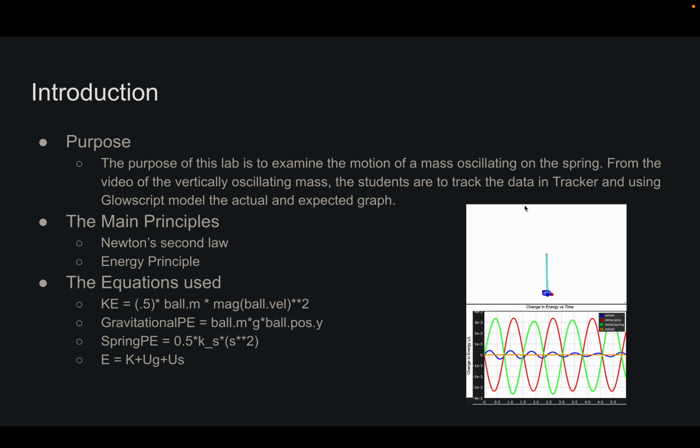The purpose of this lab is to examine the motion of the mass oscillating on the spring. From the video of the vertically oscillating mass, the students are to track the data in the Tracker and, using a closed-loop model, produce the actual and expected graphs. The main principles used were Newton's second law and the energy principle, and the equations used were the kinetic energy, gravitational potential energy, spring potential energy, and the total energy, which is added all here, and I will discuss it further in the coding section.